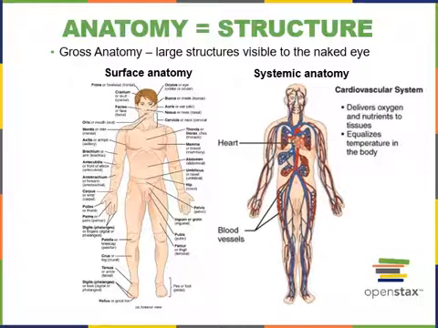And so the circulatory system, or the cardiovascular system, is a collection of organs that work together for a common function. And so systemic anatomy is the approach of studying the structure of organs that are working together to form a common function.